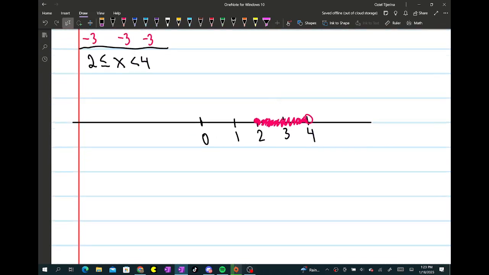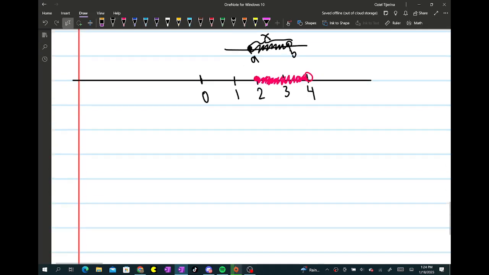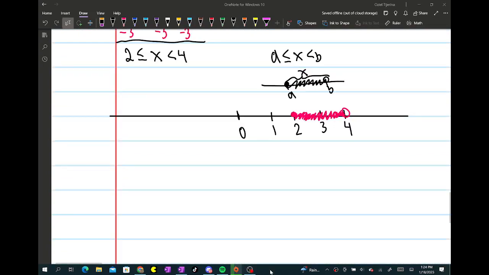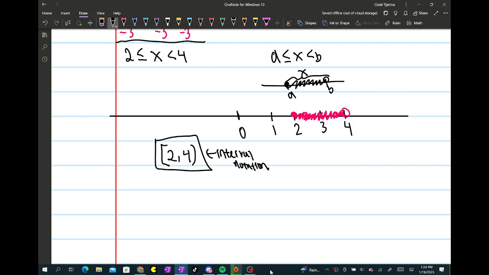So the rule is basically a less than or equal to x less than b. The way it would look is we would have a closed dot at a and an open dot at b, and you're just shading in between. This is basically x. That's how you do that first problem. In interval notation, it would be bracket 2 to 4 parentheses, if they ask for the answer in interval notation.